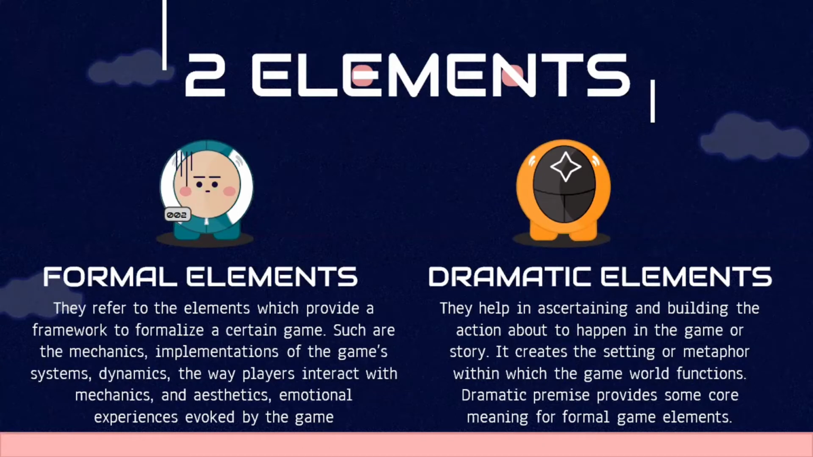They help in ascertaining and building the action about to happen in the game or story. It creates the setting or metaphor within the game where the game world functions. Dramatic premise provides some core meaning for formal game elements. These two elements are essential in making an activity to be considered and called a game.